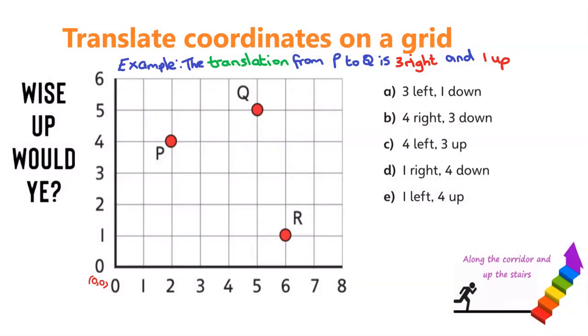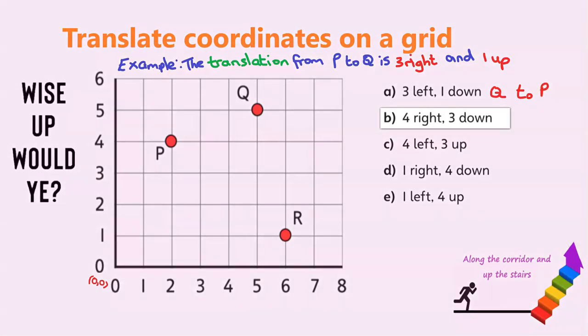We need to try and apply some logic to our thinking. For example, if it's 3 left, well, it cannot be P because P is the leftmost point on the grid. Neither can that translation instruction begin at R, because if we have to move down 1, well, R is already the lowest point that's been marked on the grid. That leaves us with a starting point of Q. So begin at Q and translate that coordinate 3 left and 1 down. We can see that the translation is Q to P.